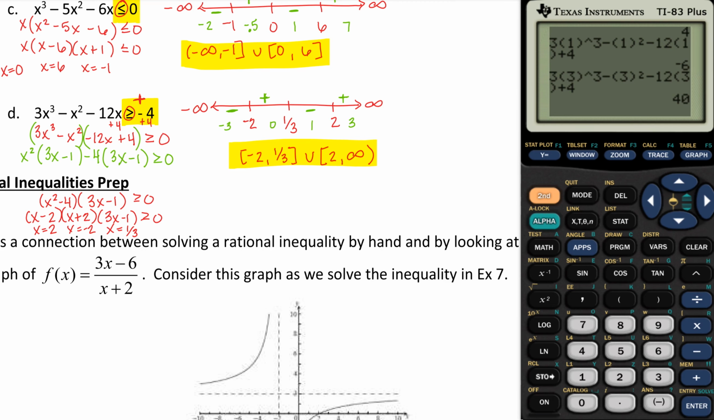So I'm not sure why my last video got cut short before I finished my interval. But of course, because it's greater than or equal to, we use brackets. And we, of course, use the parentheses on the infinity side, but the interval is positive between -2 and 1/3, union 2 to infinity. Remember, using brackets because it is greater than or equal to.